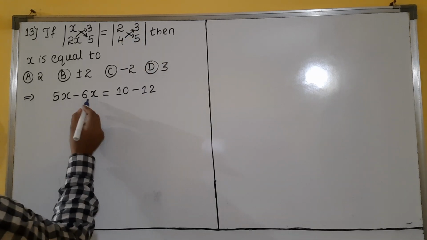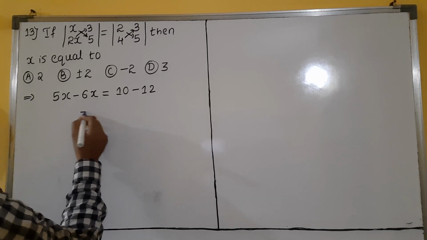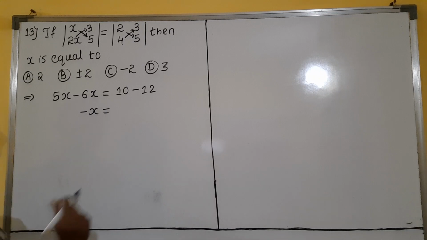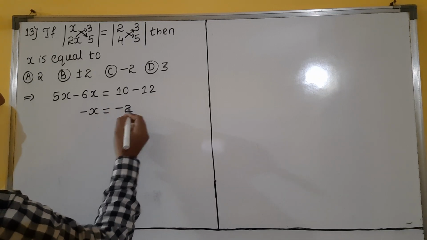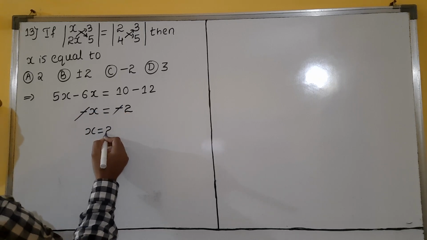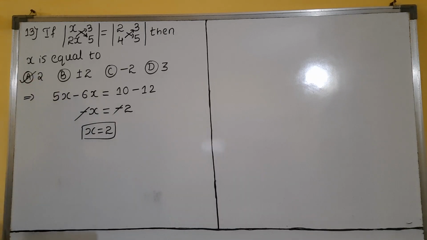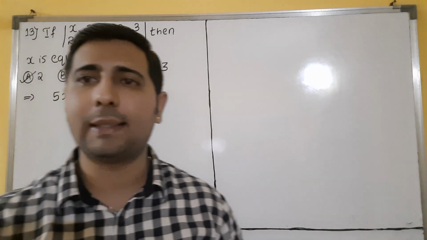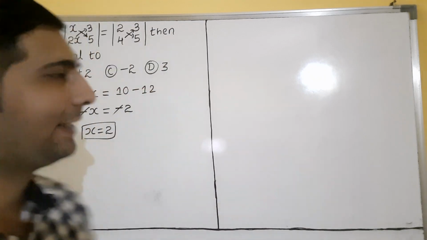So 5x minus 6x, minus x will remain. 10 minus 12 is minus 2. Minus minus get cancelled, so it will remain with x is equal to 2, dear students. So our option is A. A for awesome. Awesome is the answer, dear students. Please copy this. We'll see the next question, dear students.